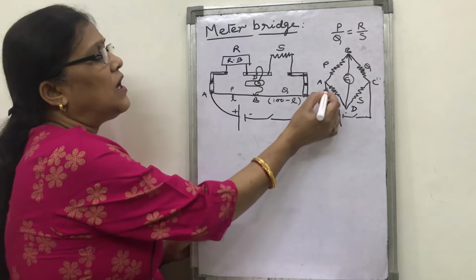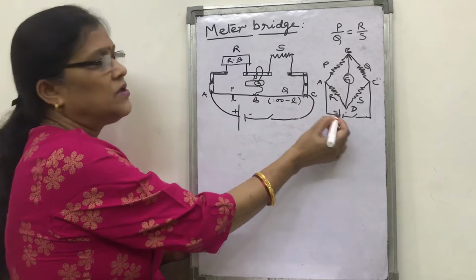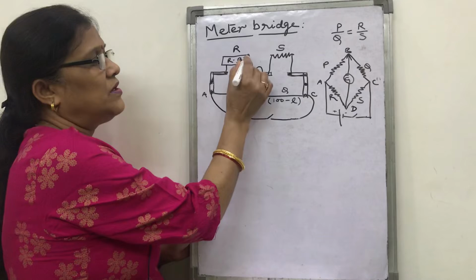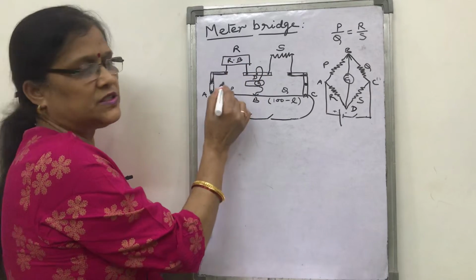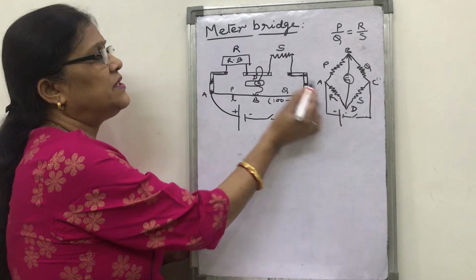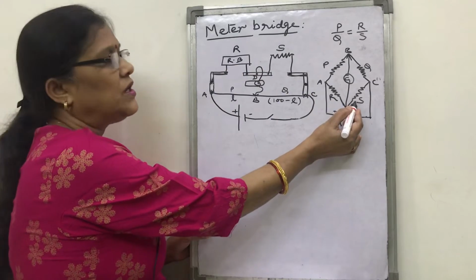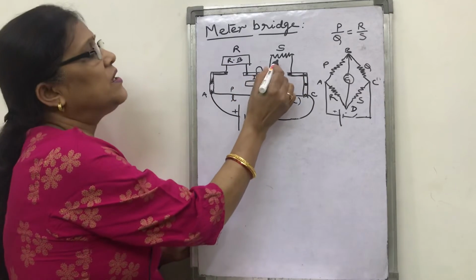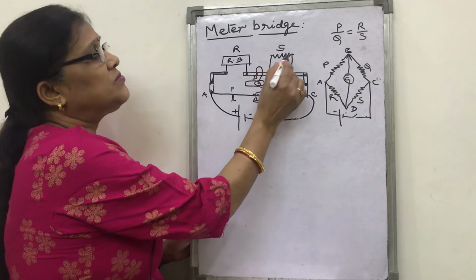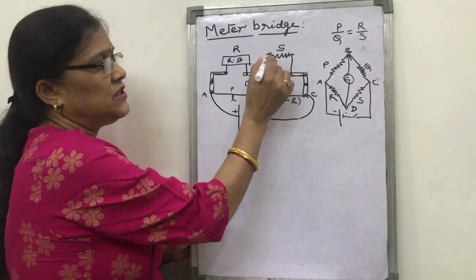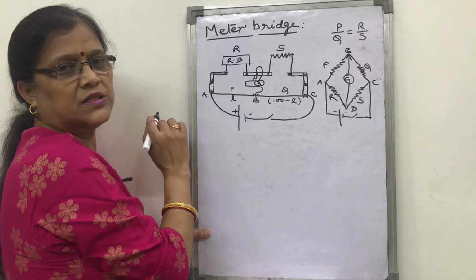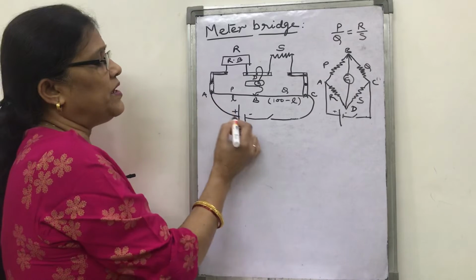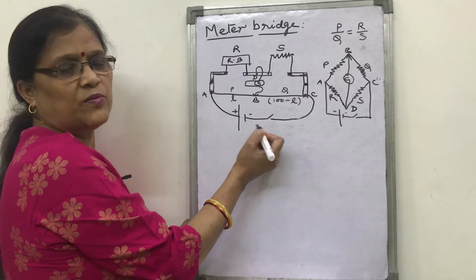Now the R is the known arm. Here resistance box, known plugs are attached, so you can have the known value of R resistance. So this R arm is represented here, and S is the unknown arm. So this is the unknown piece of wire whose length you have measured, and its resistance is to be determined with the help of the meter bridge. Now the battery is connected to the ends A and C.